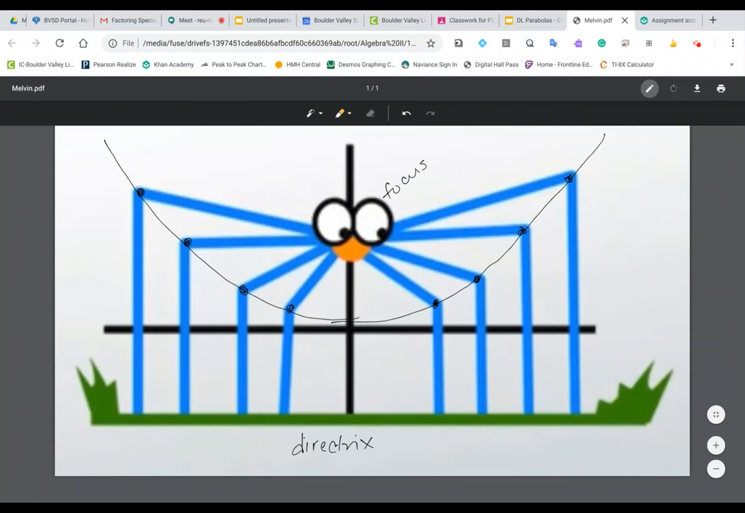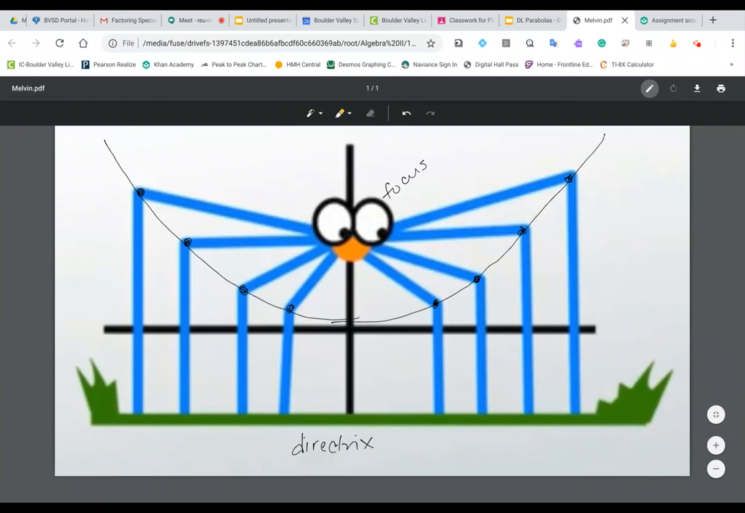Now, it comes back to the definition of Melvin's legs having the same length from his head to his knee as from the knee to the ground. So remember we said that this distance and this distance are the same length, and this distance and this distance are the same length, as are these distances here. Likewise, on a parabola, the distance from the focus to the parabola is always the same as the distance from that same point to the directrix, some vertical or horizontal line on the opposite side of the parabola from the focus.